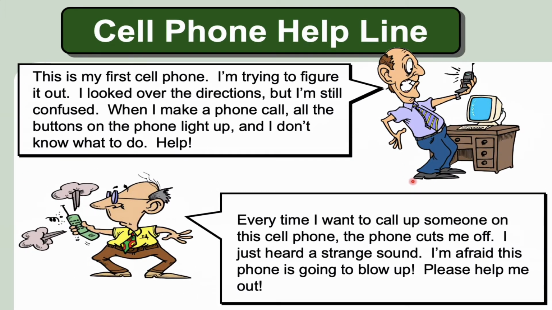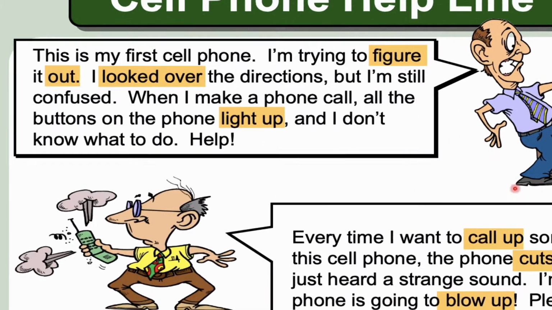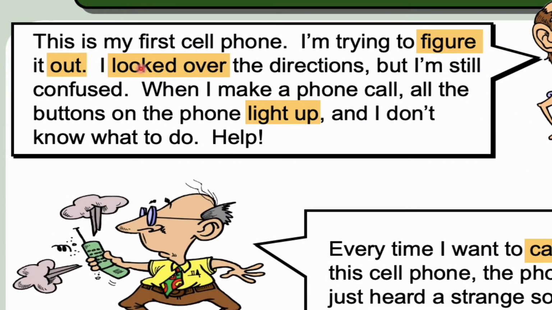Please, I want you to look for phrasal verbs in these two paragraphs. Yeah. Good. So the phrasal verbs are, let's start with the first paragraph. We have figure out, looked over, and light up. Okay, good. So figure out, what does it mean? It means to think about something until you understand it, or to solve something. So I'm trying to figure out. Look over, it means to examine. Okay, examine. Light up, the phone light up, it means the light comes from what?